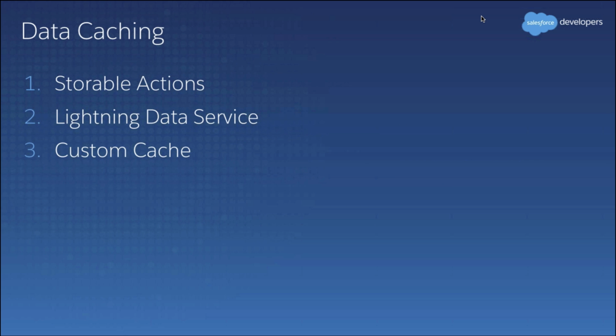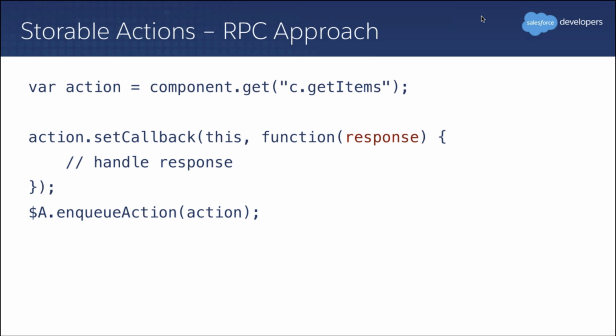So we're going to spend a couple of slides here talking about data caching. And the Lightning Component Framework has two options that are built into the framework to provide data caching at the client side. The first one is storable actions, and the second one is the Lightning Data Service. And then you can also implement your own custom cache, and we'll talk about that and see when you may want to actually do that. So let's focus on storable actions first.